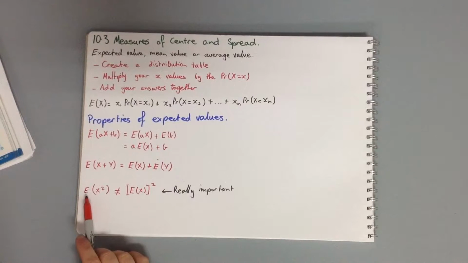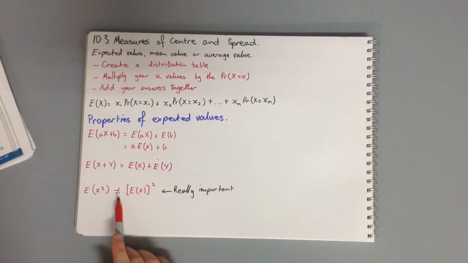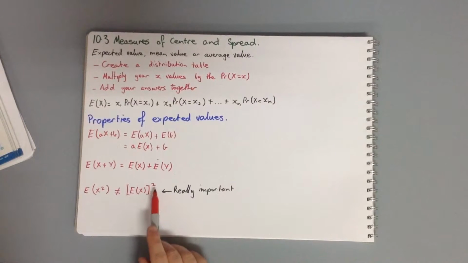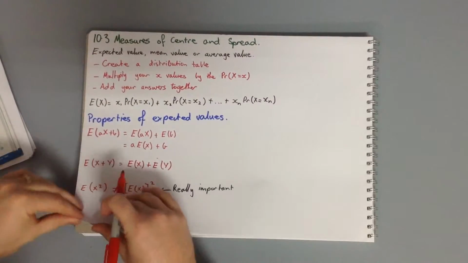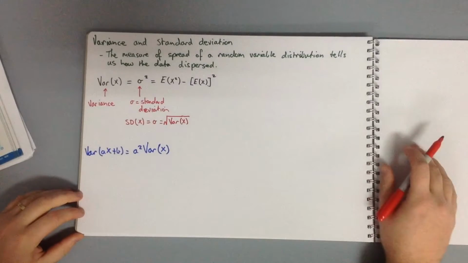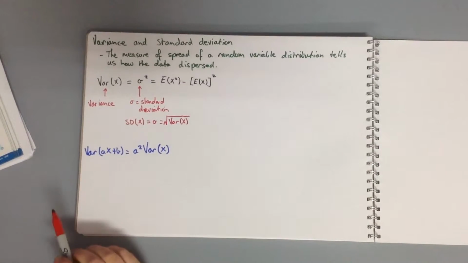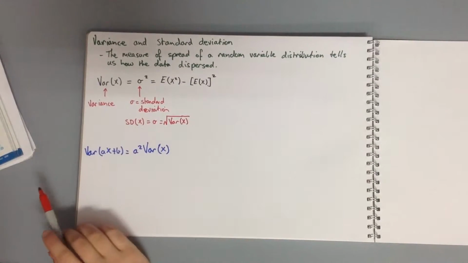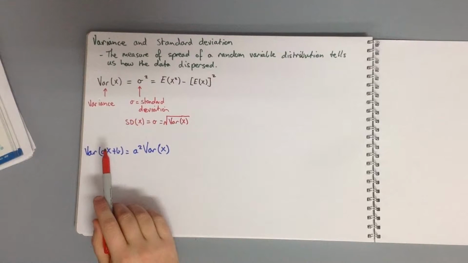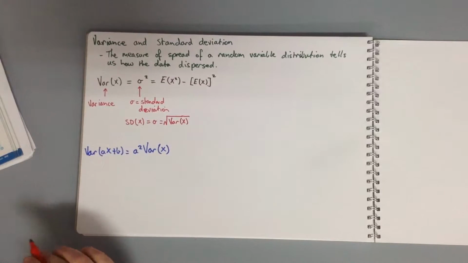The expected value of x squared does not equal the expected value of x all squared, and this is really important. It's going to come up in just a second, but that's one we've got to keep in our memory, and you'll see why right here. With our variance and our standard deviation, the measure of spread of a random variable distribution tells us how the data is dispersed, so we use variance and standard deviation for that.